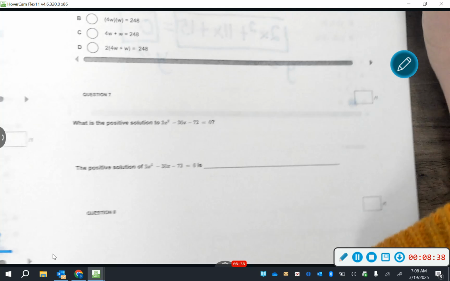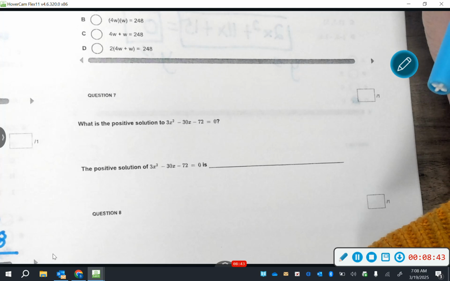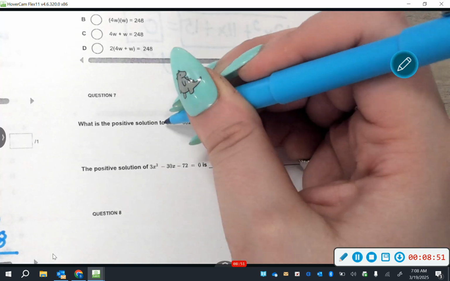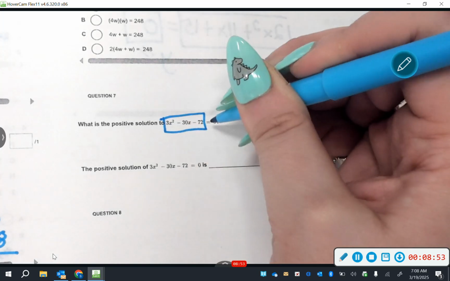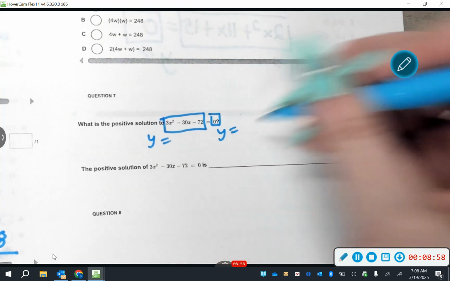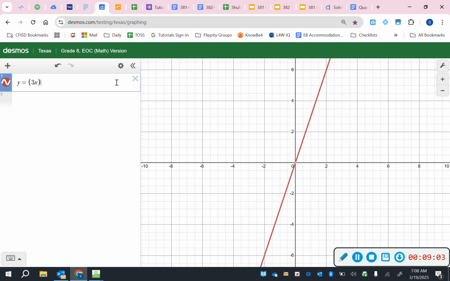Okay. Moving down here, it says: what is the positive solution to 3x squared minus 30x minus 72 equals 0? So first of all, I can either solve it or I can just stick that in my calculator using y equals. Is this whole review calculator? y equals 3x squared minus 30x minus 72.